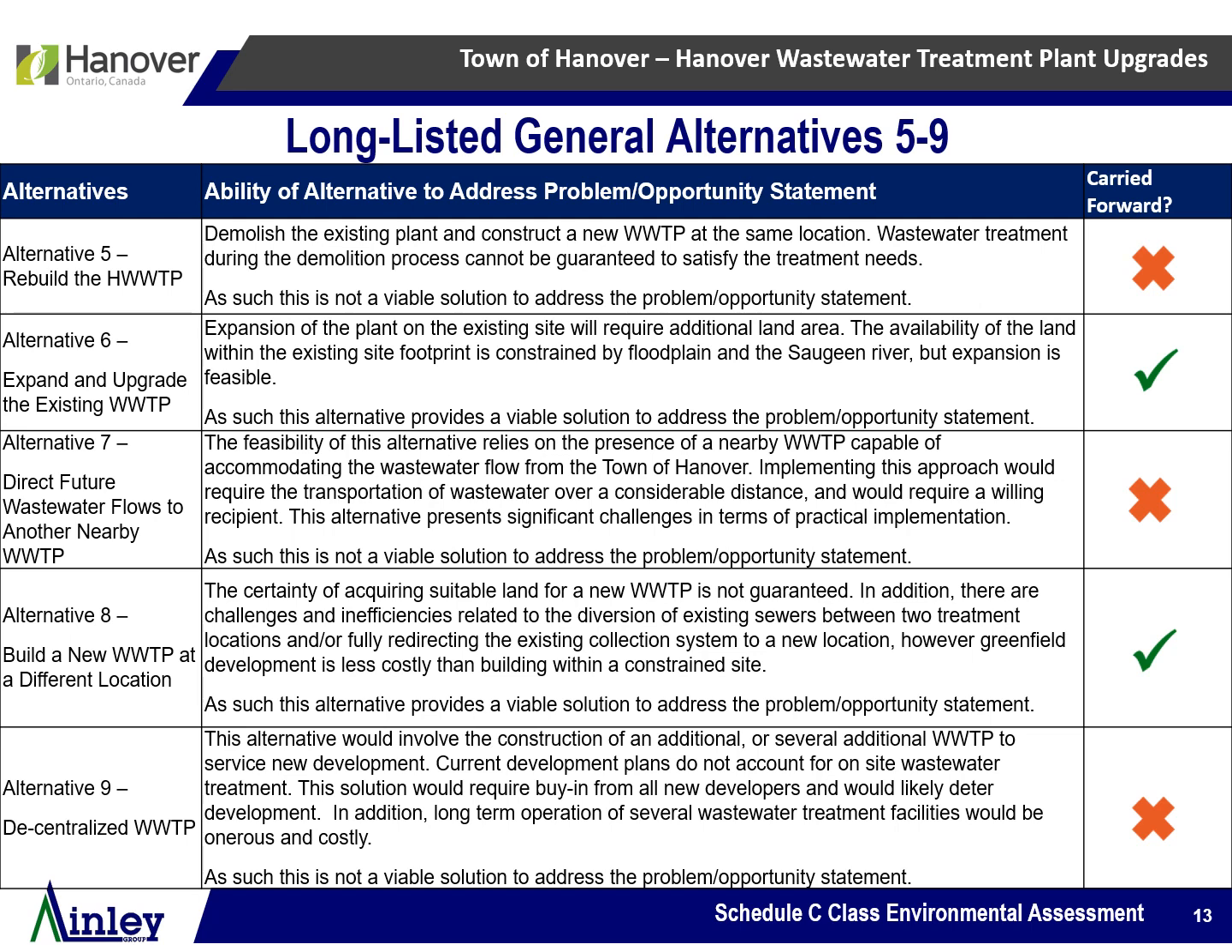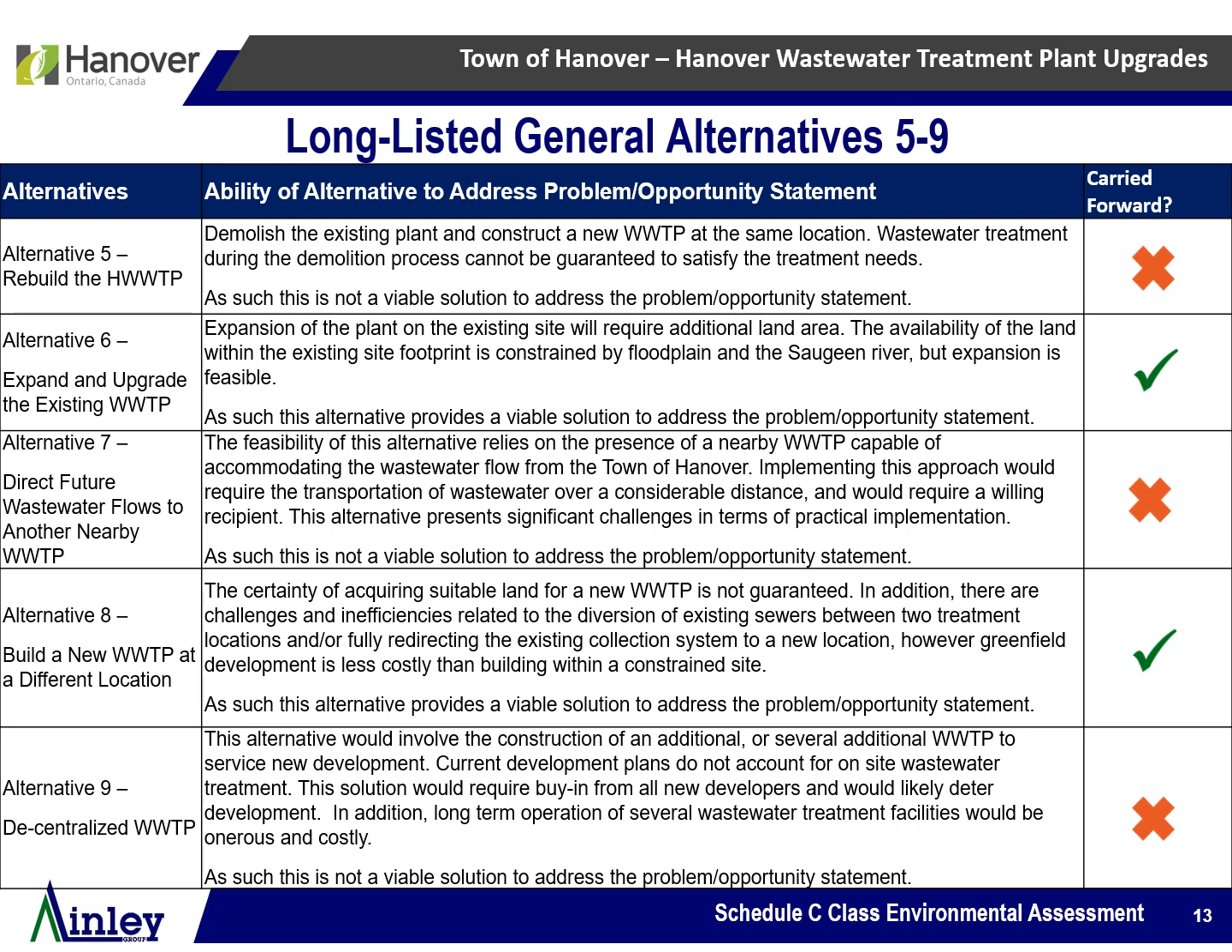Alternative 6, expand and upgrade the existing wastewater treatment plant. Expansion of the plant on the existing site will require additional land area. The availability of the land within the existing site footprint is constrained by floodplain and the Saugeen River, but expansion is feasible. As such, this alternative provides a viable solution to address the problem and opportunity statement.